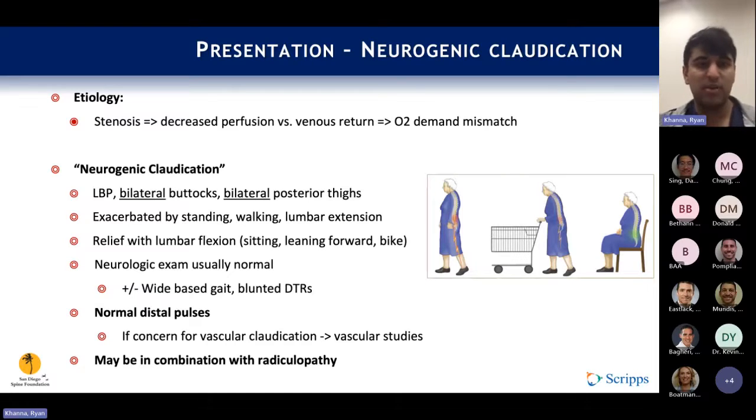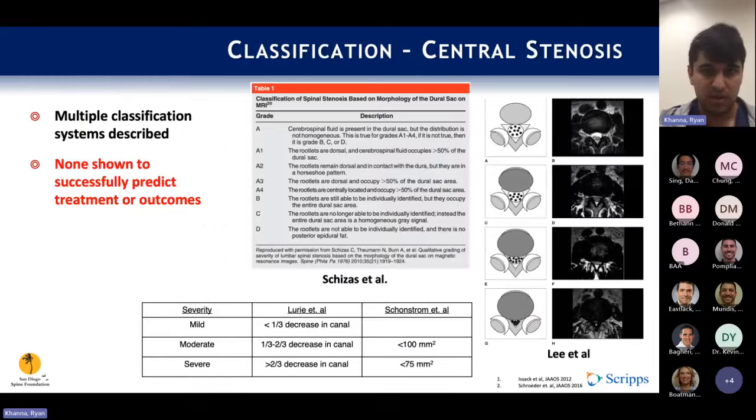Most times, patients with claudication have a normal neurologic exam. And the big differential a lot of the time is if there's a concern for vascular claudication. So you have to make sure that you do a comprehensive physical, including checking their distal pulses, their DPs and their PTs. And if there's any concern, order a vascular study. Neurogenic claudication typically refers to a central canal stenosis, but if there's also impingement of the lateral recess or foramen, it can cause a radiculopathy as well.